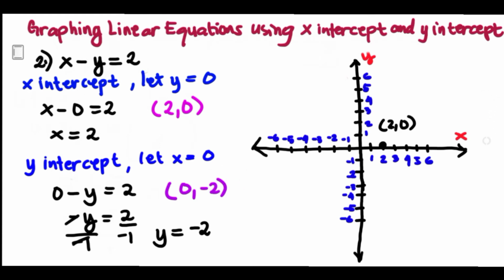Then, hanapin naman natin yung 0, negative 2. Since 0 si x, automatic sa y-axis po malalagay po yung point. And hanapin natin yung negative 2. So, ito po yung negative 2. So, yung point po na yan ay 0, negative 2. Since meron na tayong dalawang point, pwede na po natin yung pagsamahin into one line. So, ito po yung graph ng x minus y is equal to 2. It rises from left to right as x increases.